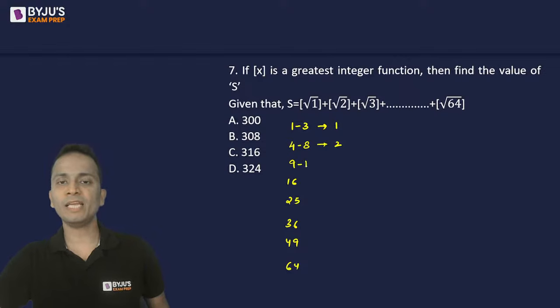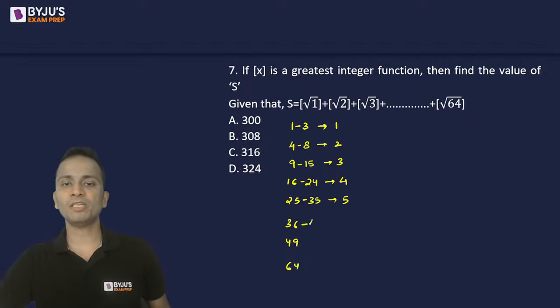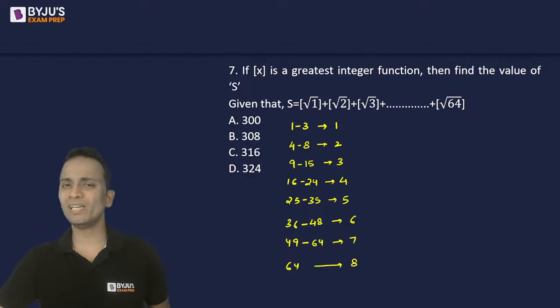Then starting from 9 up till 15, all of them will be 3. Then starting from 16 up till 24, all these values will be 4. Up till 35, all the values will be 5. Up till 48, all the values will be 6. Up till 64, all the values will be 7. And this value will be 8. This is a lonely term.